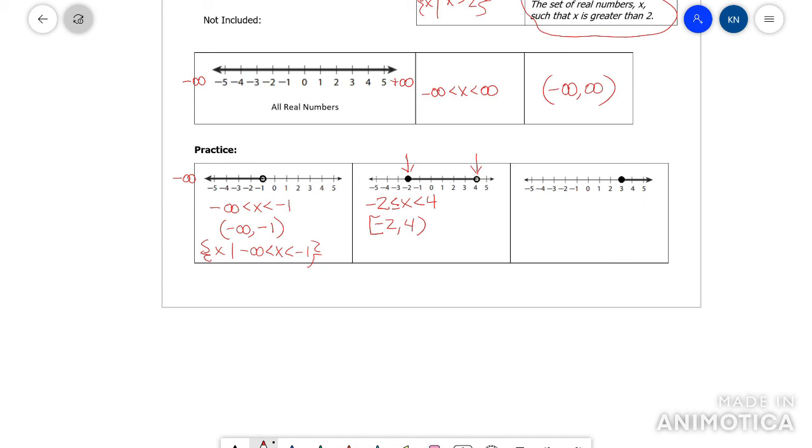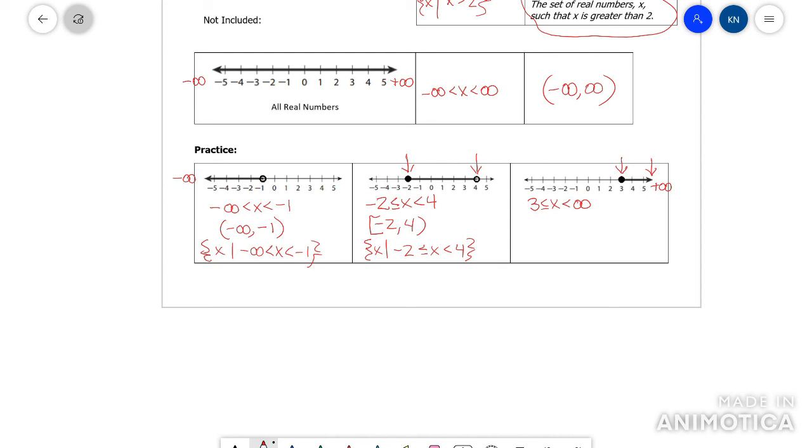Okay, and then set notation, it's going to be bracket, x such that -2 less than or equal to x less than 4, close bracket. All right, and then this last one, I have one endpoint at 3, and the other one's going to go to positive infinity. So as an inequality, 3 less than or equal to x less than positive infinity. Less than or equal to on the 3 because it's a closed circle, and then just less than because it's positive infinity on the other one.